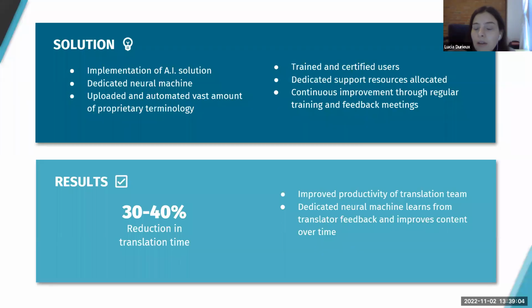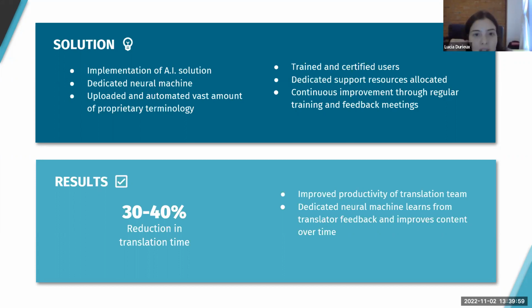So what was the solution for this team? They decided to implement an AI solution. They also decided to build a dedicated neural machine. They uploaded a large amount of proprietary data, so translation memories and term bases, and it ties in beautifully, Betty, to what you were saying before, as well as training the users, making sure that everyone in the team is comfortable with the technology, having dedicated resource and support allocated to the team, and having continuous improvements, whether it was regular training or feedback meetings. If you remember a couple of slides back, making sure that the loop was continuously followed in the feedback here.